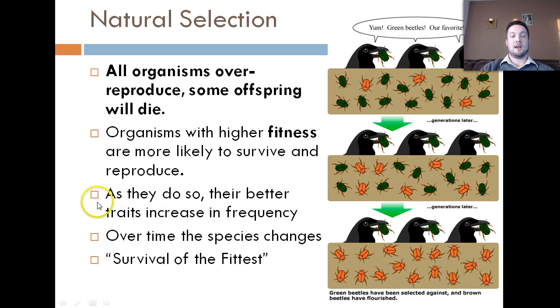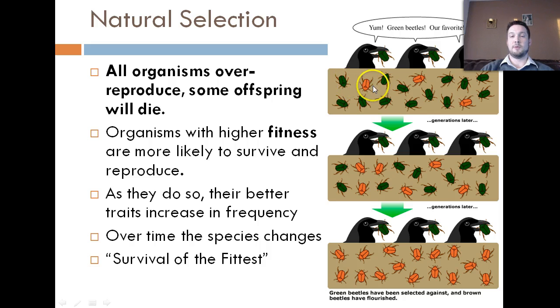Okay? And as they do so, their traits, whether that be the wings or the gills or anything else, are going to get passed on to their kids. And since they're having more kids, you're going to see those traits show up more often. Okay? You've heard the term survival of the fittest. That's exactly what this is, survival of the fittest. Fittest meaning those that are best suited to survive and reproduce, have the highest fitness, are going to survive and reproduce more often.